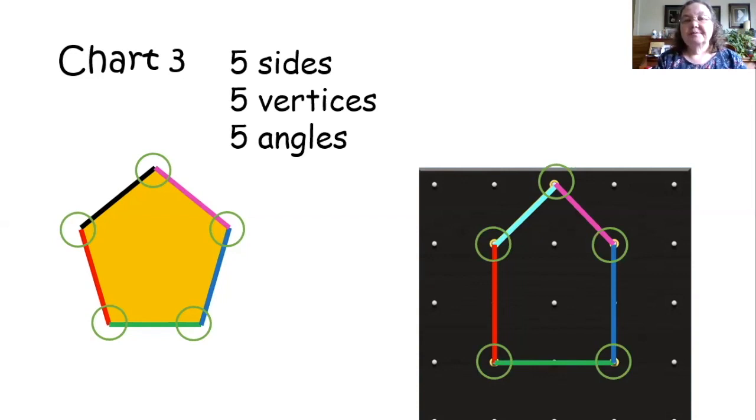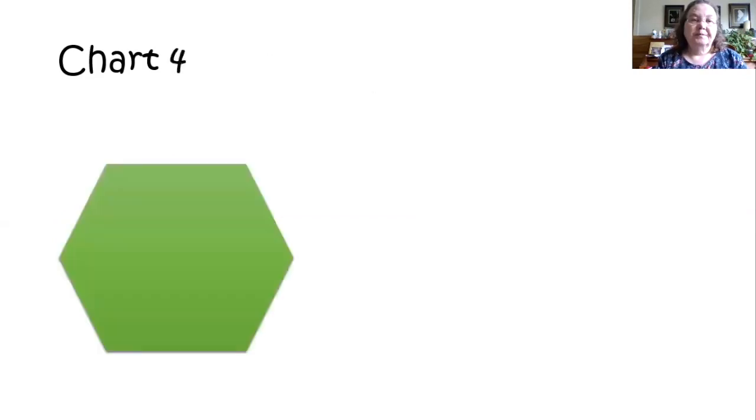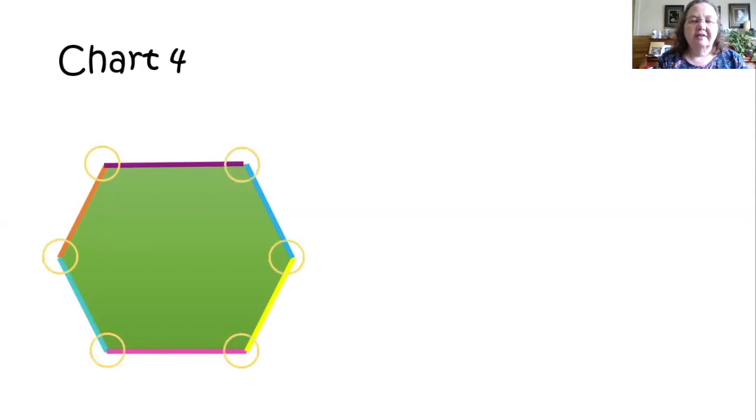Wonderful. I know you can guess what we're going to say now. Make a figure using 6 of your manipulatives. Here's mine. Let's count it. 1, 2, 3, 4, 5, 6. How many vertices and angles do you think there are? Let's count them. 1, 2, 3, 4, 5, 6.